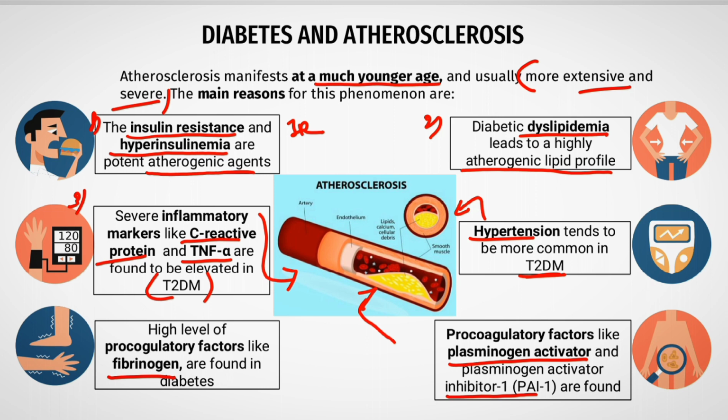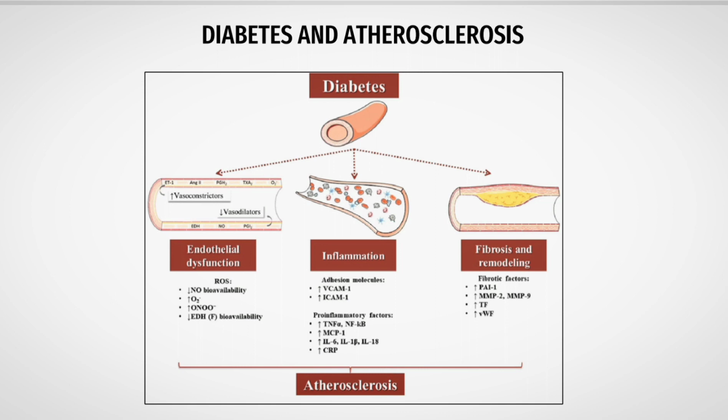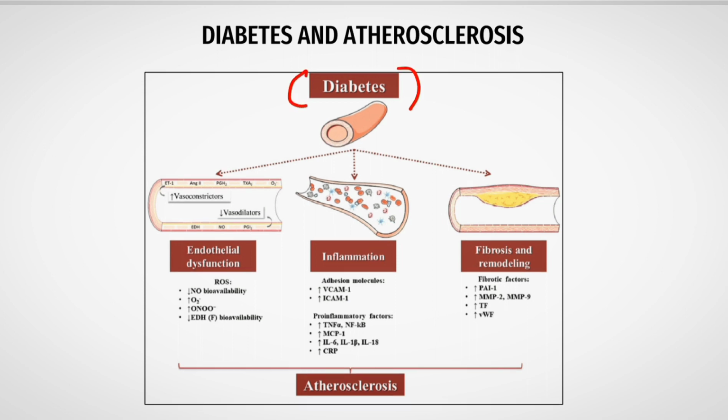Here in this picture we can see how the endothelium of the artery has various deposits of waste products. Here in this slide we can see how atherosclerosis develops in diabetes through various mechanisms. These mechanisms include endothelial dysfunction, which is due to the involvement of various factors. Another mechanism is inflammation, and the third and last mechanism is fibrosis and remodeling.